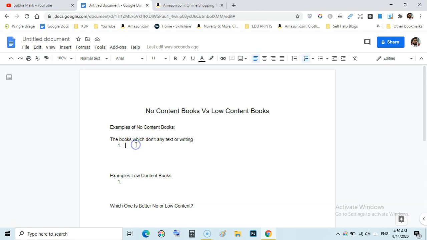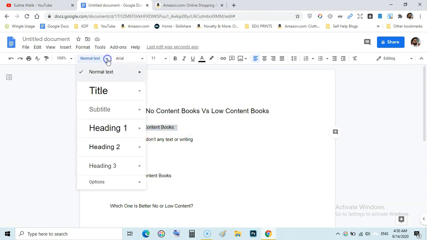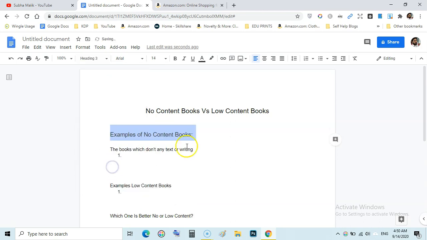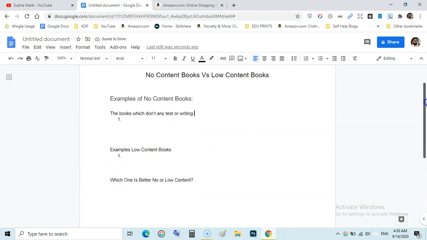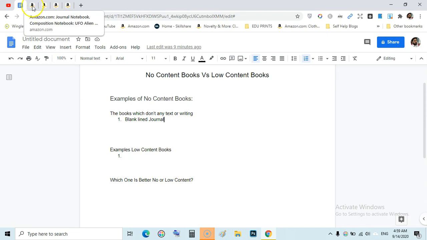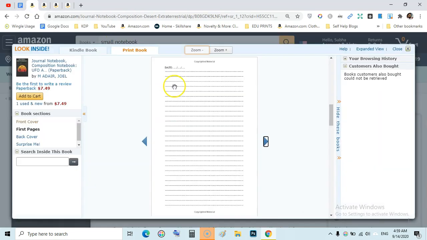So what are the examples? The first one is blank lined journal. To better understand this, we will have a look at an Amazon page. So what is the blank line journal? This is the blank line journal. You can see there is no text here. These are the simple lines. So blank line journal or line journal or notebook is a no content book.